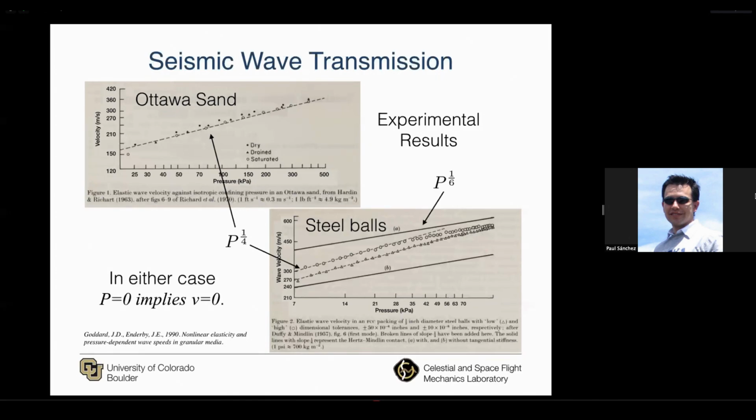Regardless of that, when the pressure goes to 0, the velocity of the wave should go to 0 too. And we wanted to know whether or not that's true, because if that's so, the velocity of the wave in an asteroid should be maybe just some few tens of meters per second.